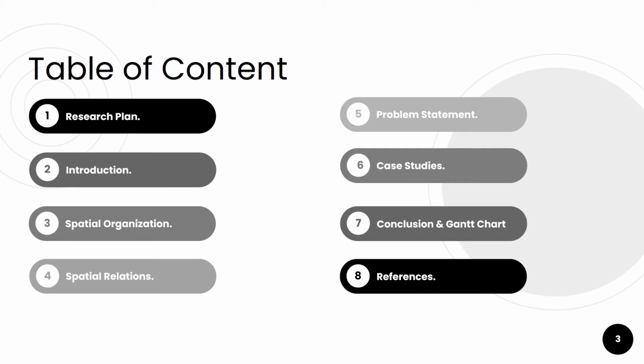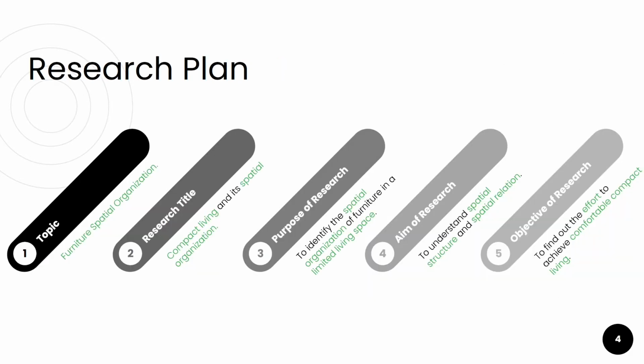So here is our table of contents and here's our research plan. For the topic, we got furniture spatial organization, and the research title is Compact Living and its Spatial Organization. The purpose of our research is to identify the spatial organization of a furniture-limited living space. The aim of the research is to understand spatial organization and spatial relation. The objective of the research is to find out the effort to achieve comfortable compact living.